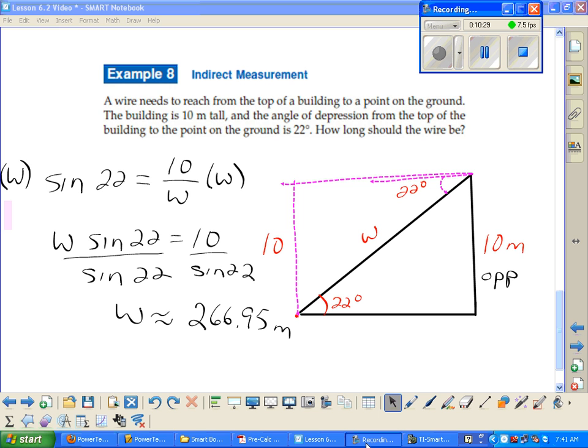All right, so what the difference in this problem is that we're talking about elevation and depression, and make sure you know which angle that is we're talking about, and then if you have your variable in the denominator, working with that.